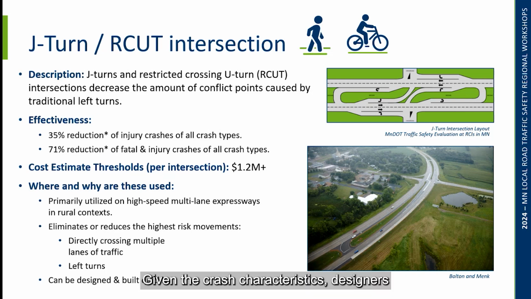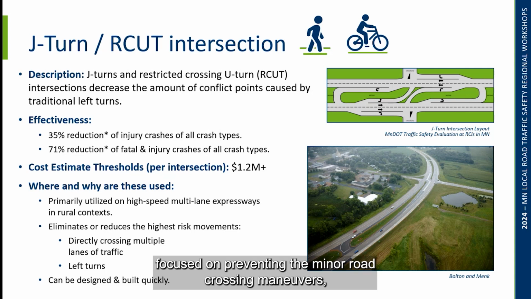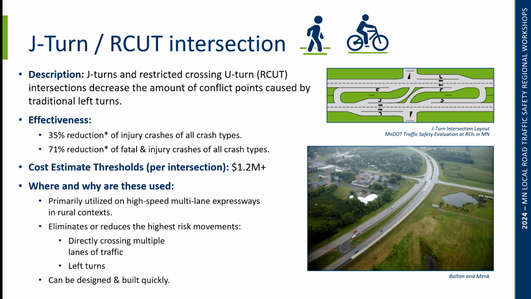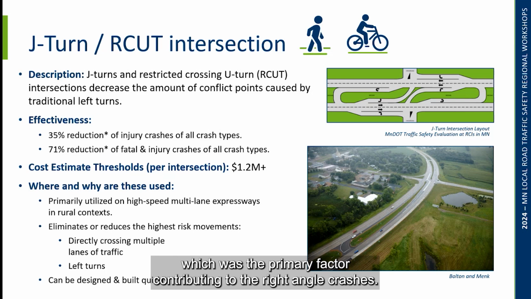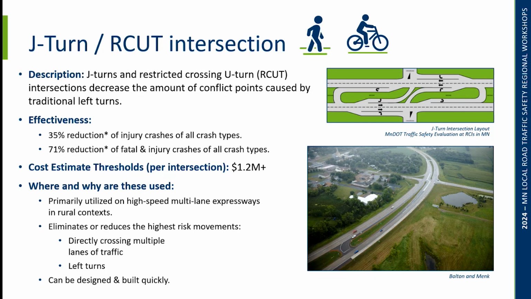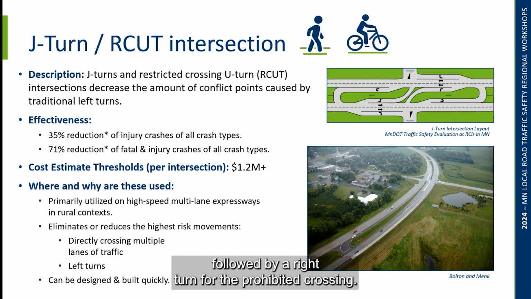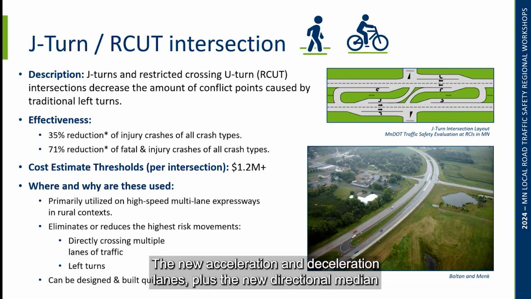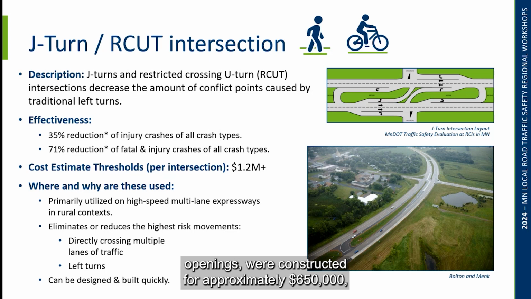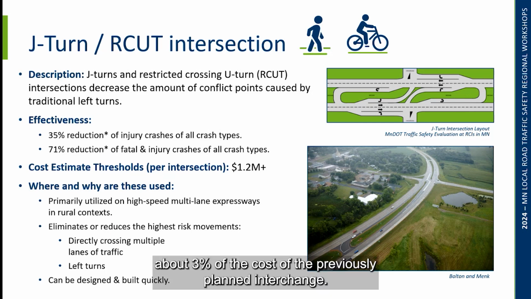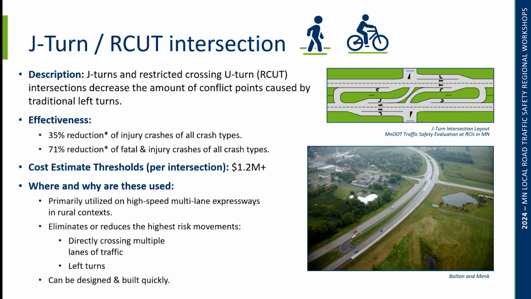Given the crash characteristics, designers focused on preventing the minor road crossing maneuvers, which was the primary factor contributing to the right angle crashes. They came up with the idea of substituting a right turn followed by a downstream U-turn followed by a right turn for the prohibited crossing. The new acceleration and deceleration lanes, plus the new directional median openings, were constructed for approximately $650,000, about 3% of the cost of the previously planned interchange.